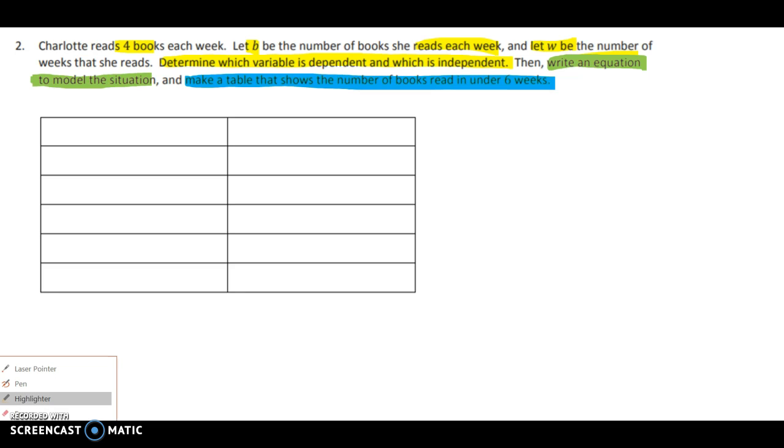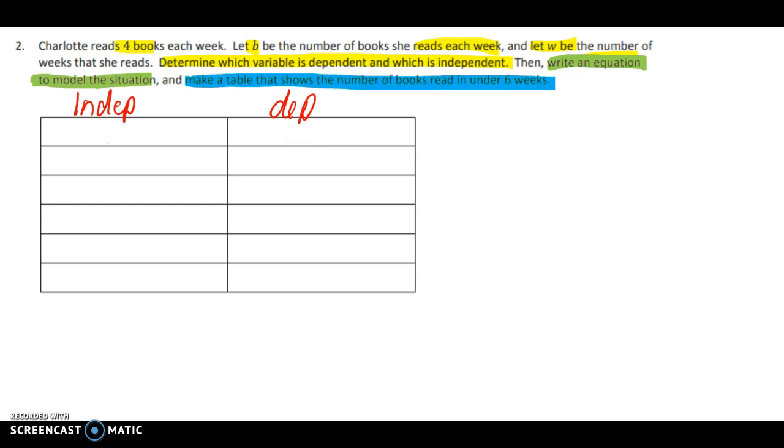So with that said, we're going to switch to the pen here. And I know that B is the number of books that she reads each week. So B is going to go right there. And then W, well, that's the number of weeks that she reads. So I want you to determine, do I have the independent and dependent variables correct? I'm going to mark this as my independent and my dependent. I want you to talk with your partner. Do I have them correct? Pause the video and discuss.